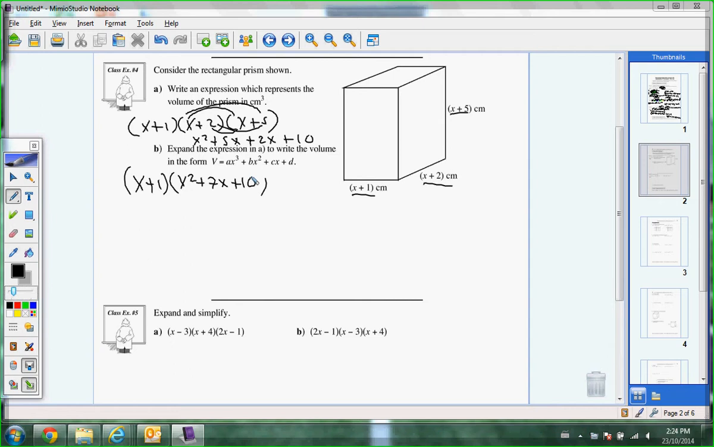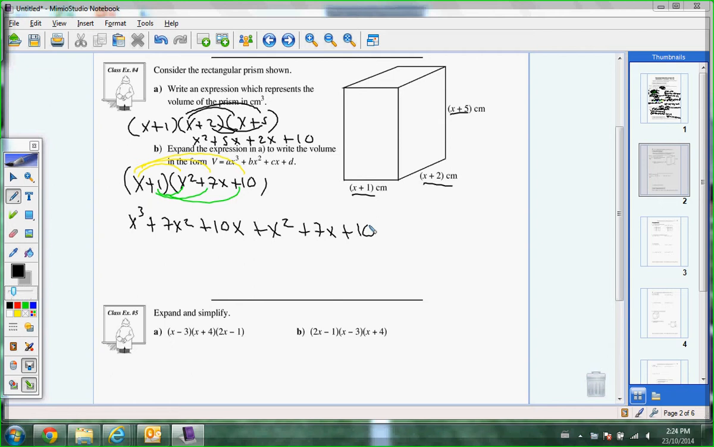So now we're just going to do what we've been doing. So we're going to go here, there, and there. And the ones that hit everything, there. So we have x times x squared, x cubed, x times 7x, 7x squared, x times 10, 10x. Now we're switching to the 1. 1 times x squared, 1x squared, 1 times 7x, 7x, 1 times 10, 10.